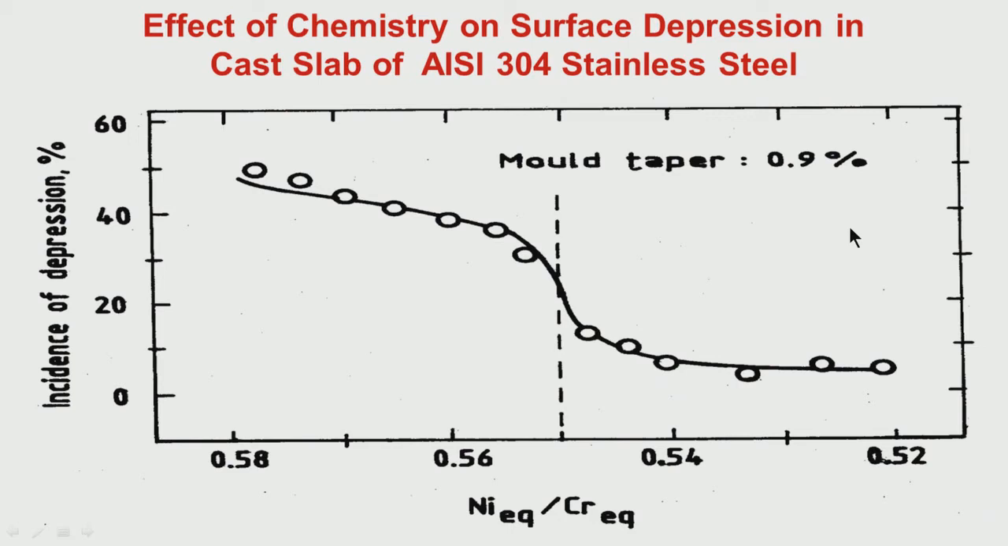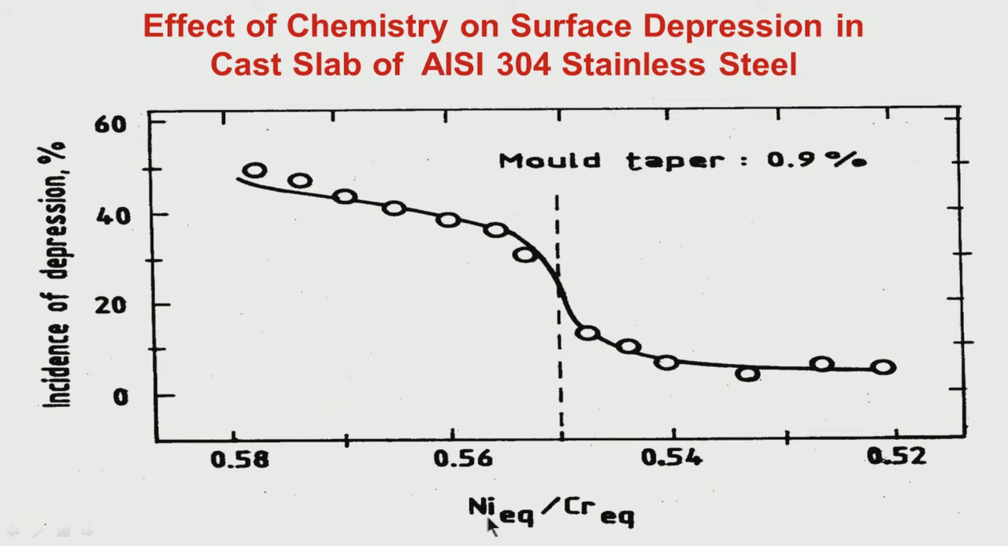If it is a depression type of grade like say 304, you give slightly higher taper, say 0.9 or 1%. If it is a sticking type of grade of stainless steel, say it is 430, which is a sticker type of grade, then you give a lesser amount of taper, say 0.6 or 0.7%. So what I am now telling is, let us keep the taper fixed for 304 at 0.9%.